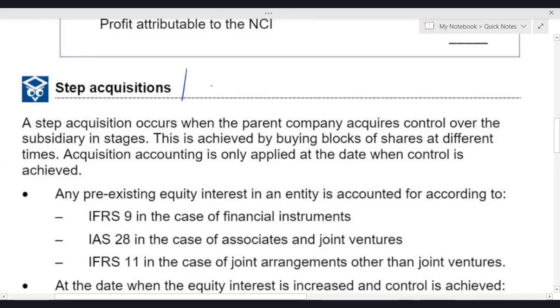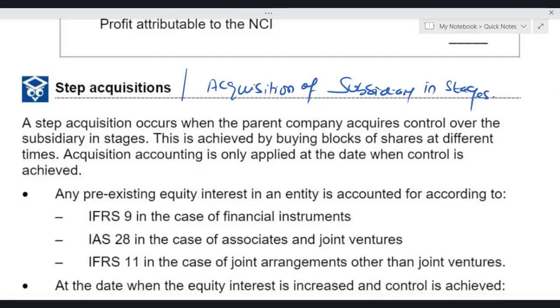Actually, step acquisition means acquisition of a subsidiary in stages. It is not necessary that in one go you have to get more than 50% holding. You can get this slowly and gradually. You can achieve this milestone of getting more than 50% holding.